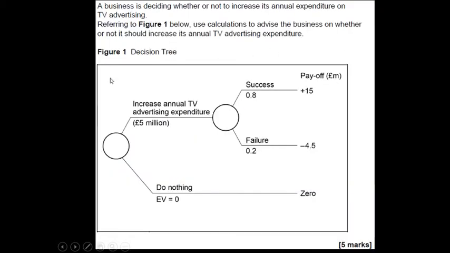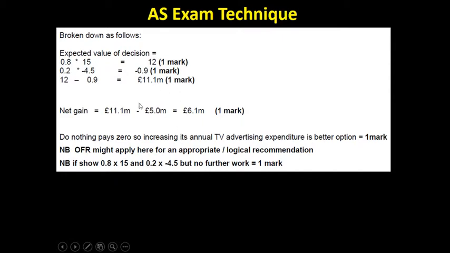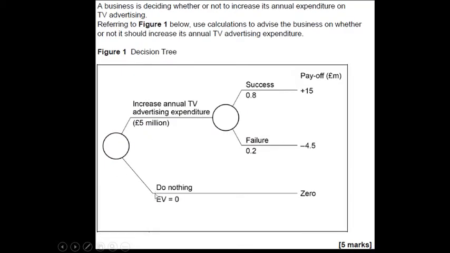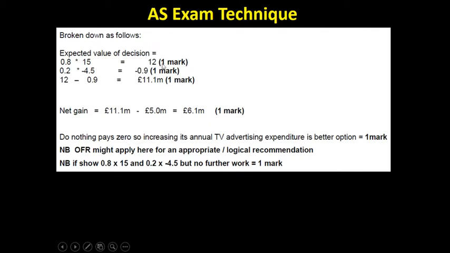If you run through the calculations that you should know how to do for decision trees, you'll realise that if they chose to advertise, the net gain would be 6.1 million compared to the expected value of doing nothing, which is 0. So you get 3 marks for the calculation bit. You get your final mark for just a sentence saying doing nothing pays 0, so increasing its TV advertising is the better option. So there's your 4 marks there.